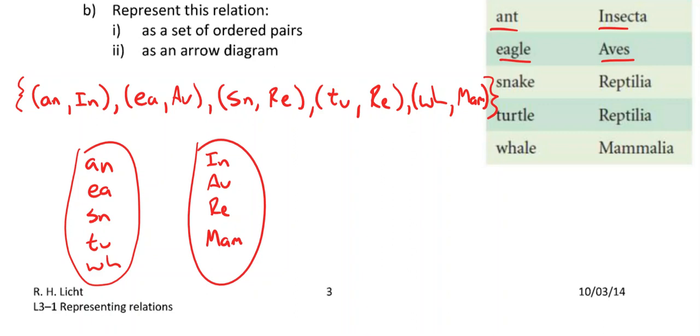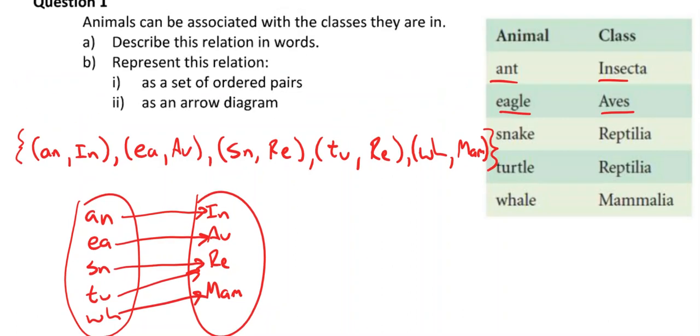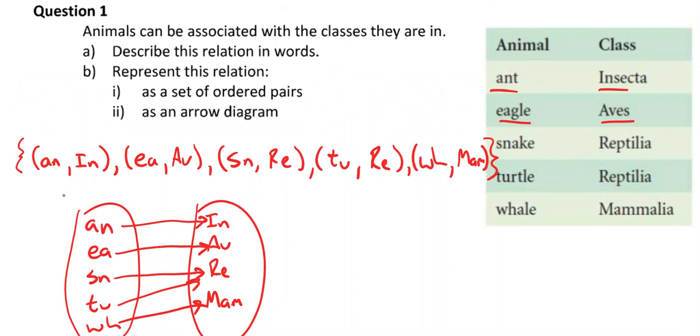So for ant, that'd just be straight across. Eagle would go straight across. Snake would go straight across. And then turtle would also go up to Reptilia. And then whale for mammal. There you go, arrow diagram. And then technically you should probably have these labeled, so animal and class.